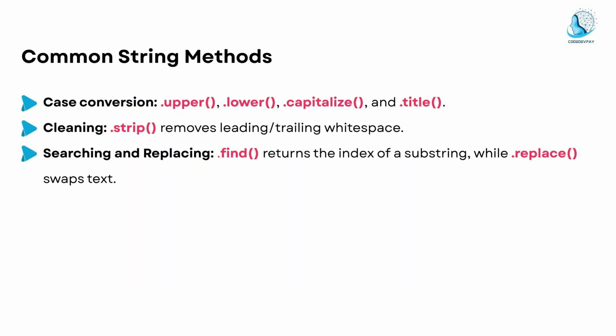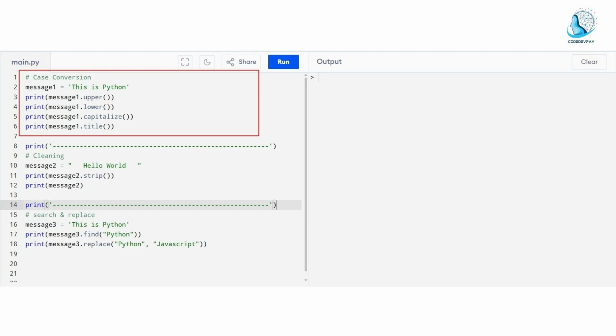Let's look at some of the common string methods. The first one, we have case conversion. We have upper, lower, capitalize, and title. This helps us to modify our string text. For the next part, we have cleaning, and under cleaning, we have the strip method. So this helps in removing leading and trailing white spaces. For the next part, we have search and replace. We have find, which returns the index of a substring, and then we have replace, which swaps text. In this example, we have message1, which is assigned to "This is Python".